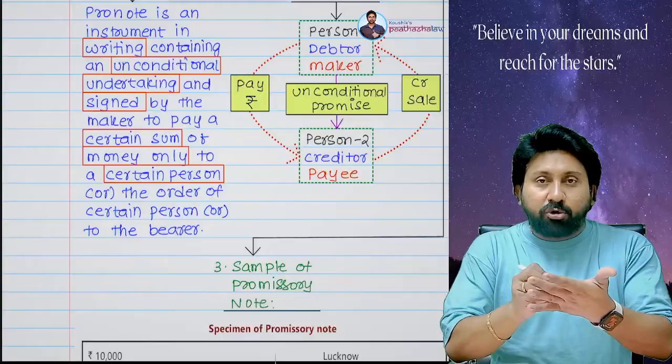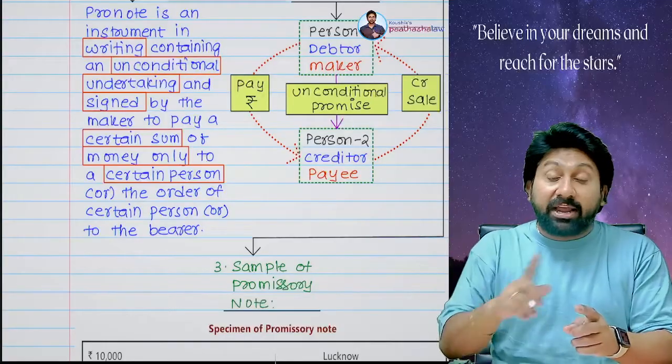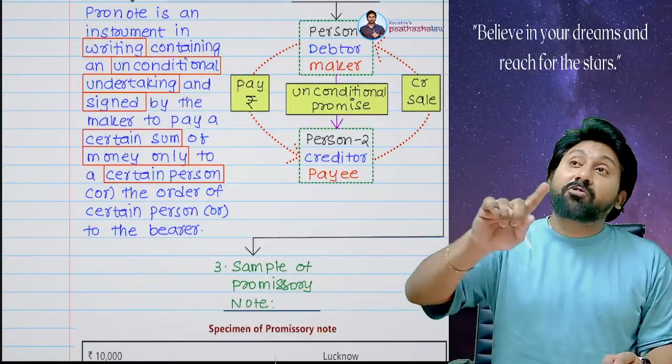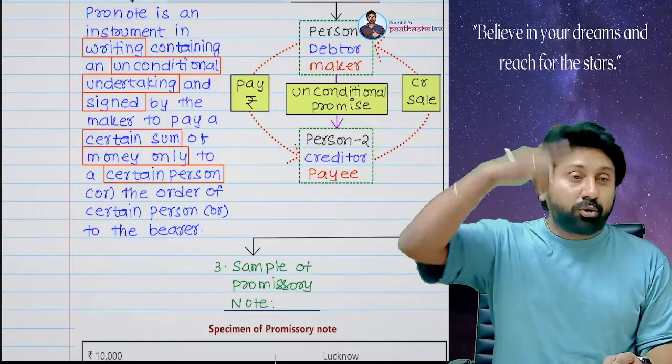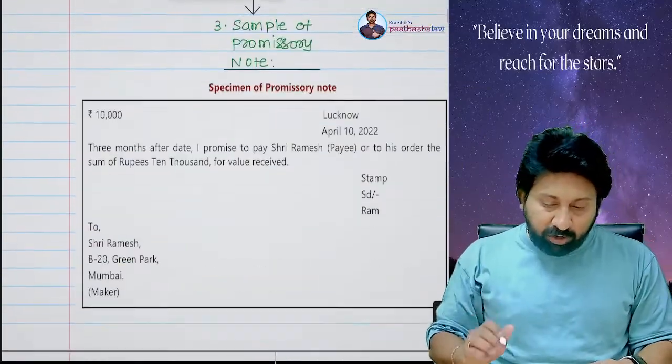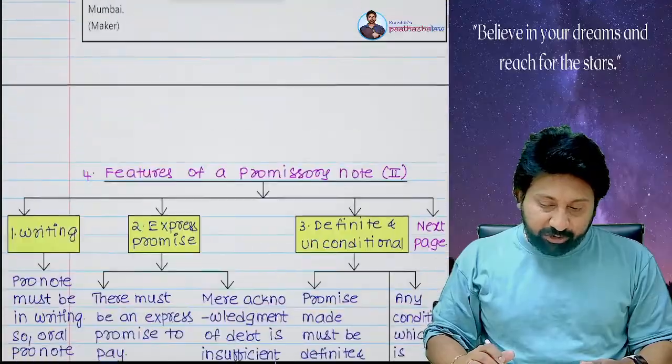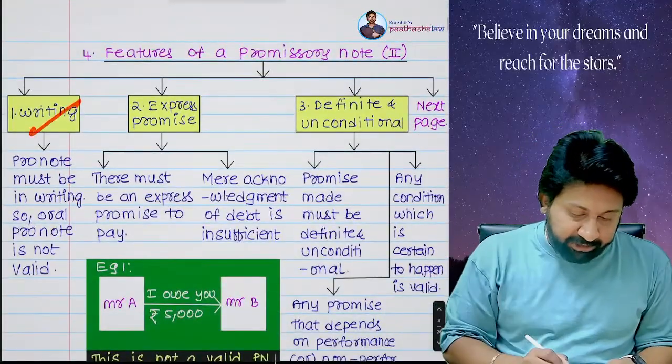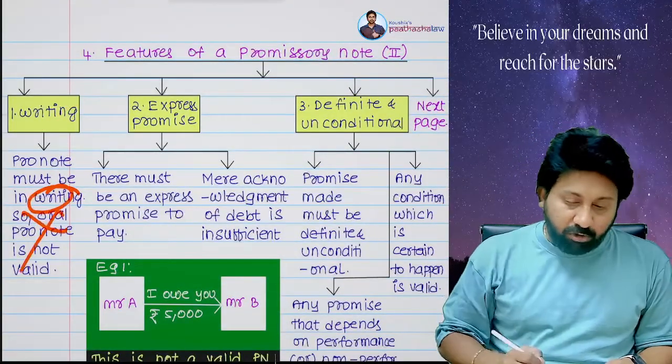Means in the promissory note you should write, I will pay on the due date either to Kaushik Mukesh, or if Kaushik Mukesh orders me to pay to some other person, to that person I will pay. Okay, so what are the essential characteristics you need to understand as follows. Number one, it should be in writing. Oral promissory note not valid.